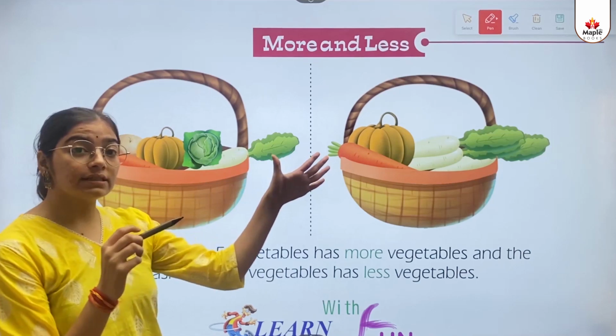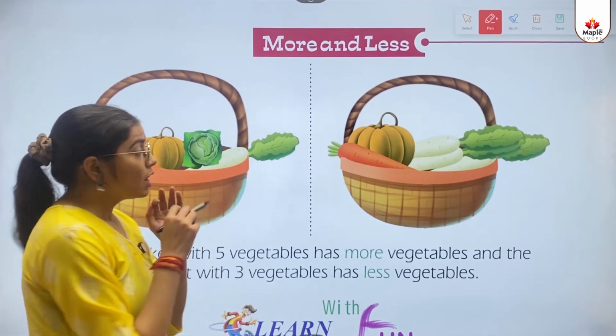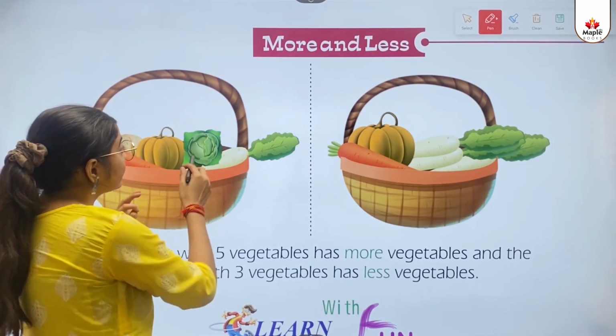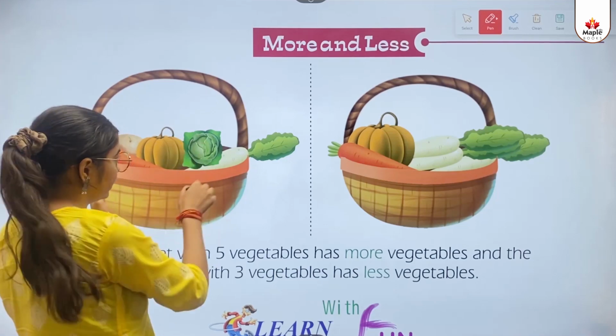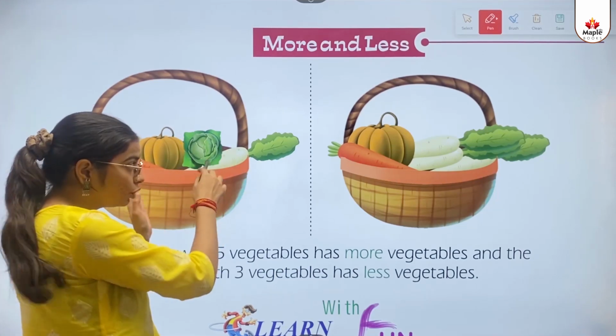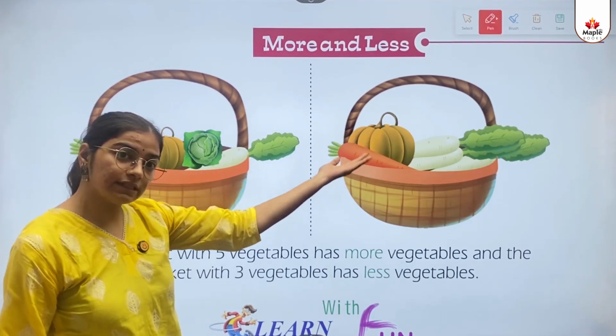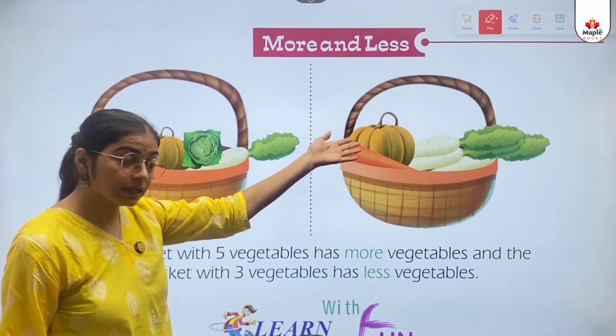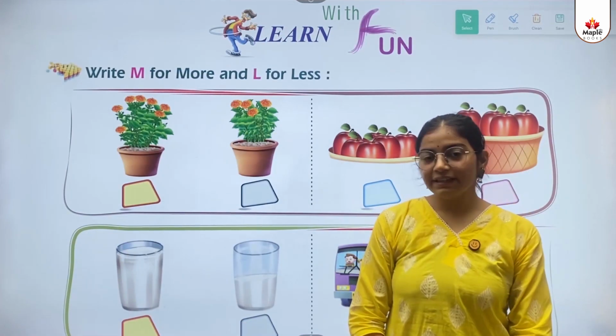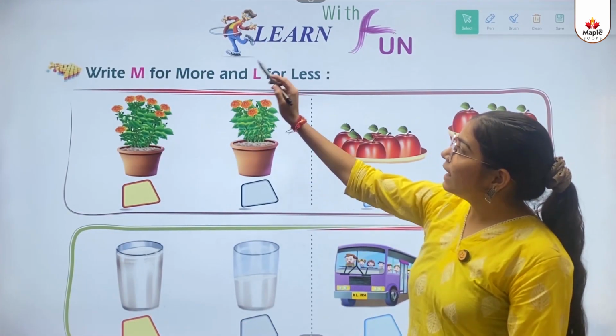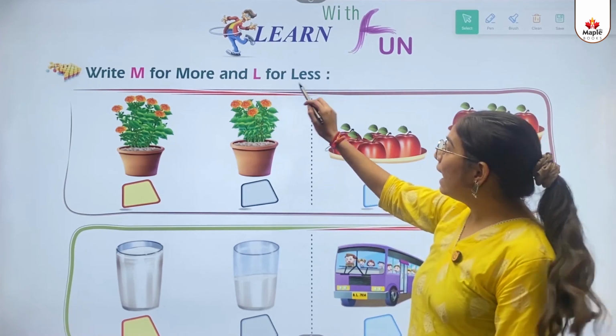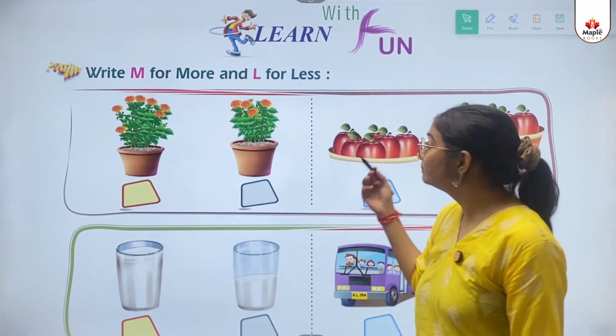Kids, as you can see, there are 2 baskets given. One has more vegetables, that is 5, and another one has less vegetables, that is 3 vegetables. Learn with fun. Write M for more and L for less.